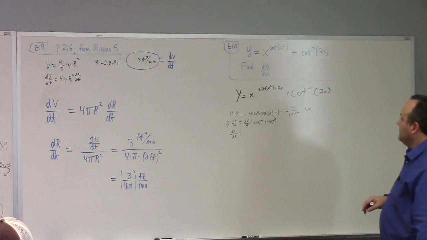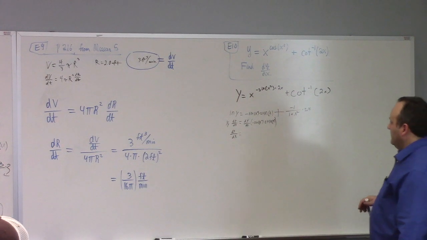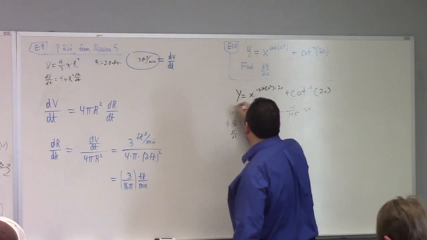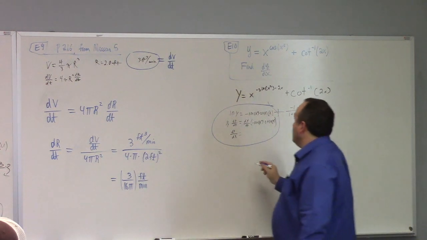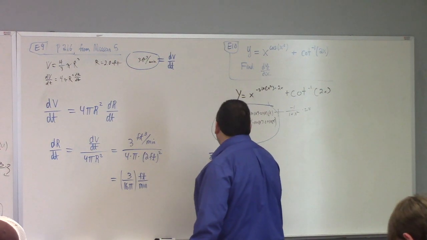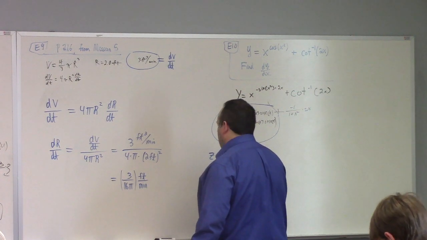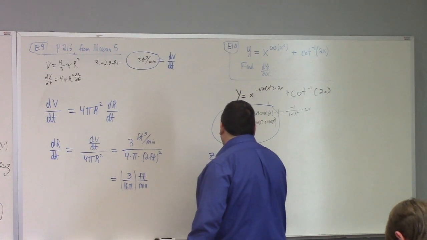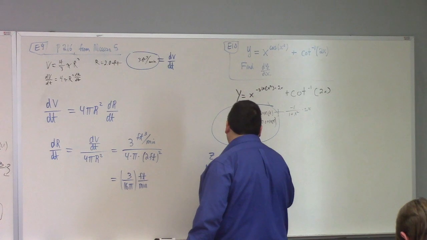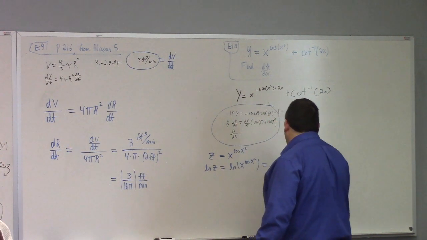Example 10. Ew. This is not bad, but you can't just add it. You have to divide and conquer. So let's call it z. Z is equal to x to the cosine of x squared. Then that will give us the log of z is equal to the log of x to the cosine of x squared, which gives us cosine of x squared times the log of x.